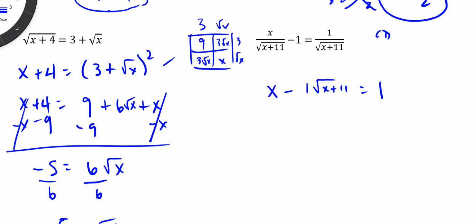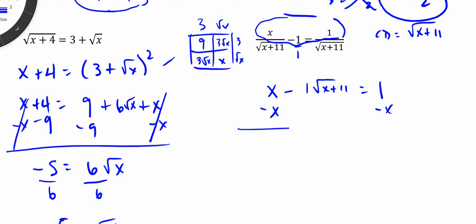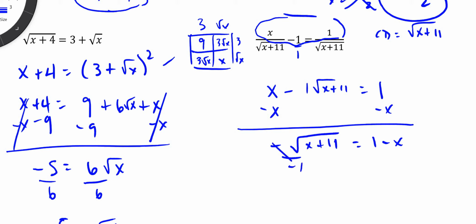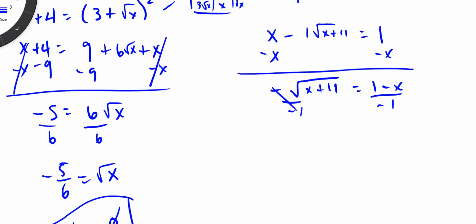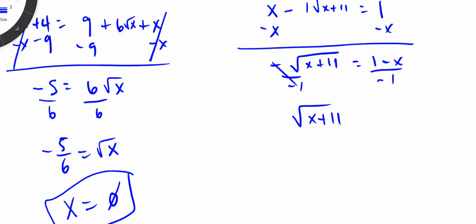Well, I know the common denominator is the square root of x plus 11. The first and last fraction already have that denominator, but this middle one, well, it doesn't. So I'd multiply that middle one by square root of x plus 11 on both top and bottom. And then I'm looking to just take the numerators. I'd subtract x to the other side. So I'd have negative square root of x plus 11 equals 1 minus x. I don't want the negative. So I'd have the square root of x plus 11 is equal to x minus 1. That's what this comes out to be.